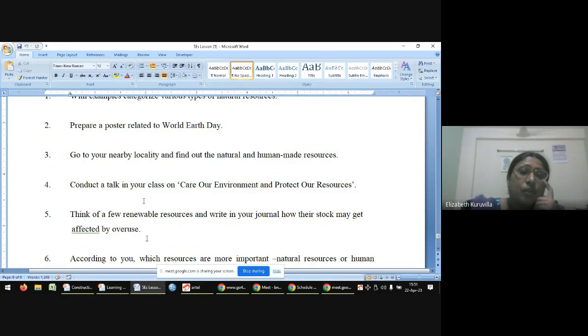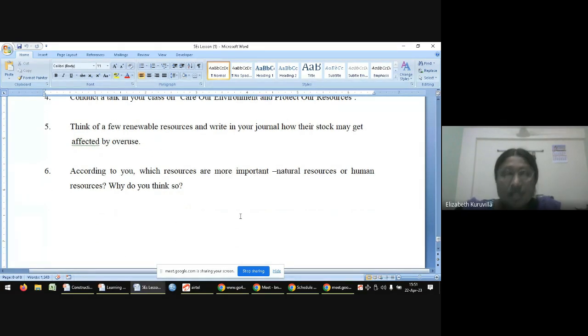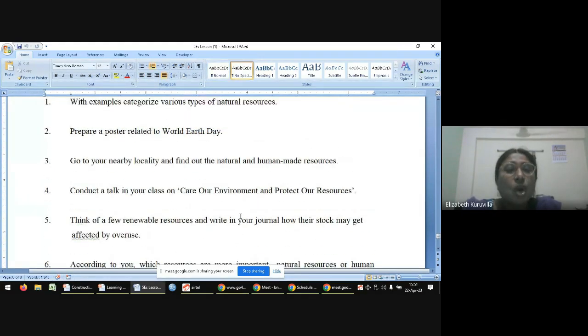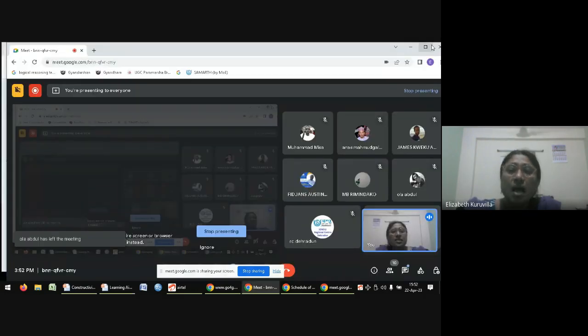Next, think of a few renewable resources and write in your journal how their stock may get affected by overuse. Next, according to you, which resources are more important, natural resources or human resources? Why do you think so? So these are the questions that were given. This is not a recalling type. It needs deep understanding. So it is a kind of reflective questions and activities. So this is all about the lesson plan of constructivist approach.